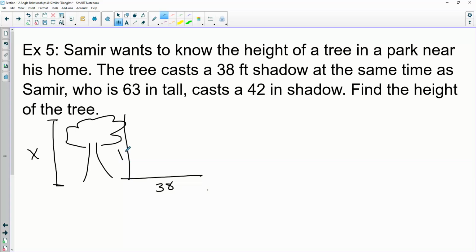So we could think of this as like a triangle. Height of x, the bottom is 38. Then we have Samir. His height is 63 inches. His shadow is 42 inches. Now it's actually not a problem that our units don't match because both units in this triangle are inches, whereas these are both in feet. So as long as you only have one unit in a triangle, it's okay. These are at the same time. So what we're looking at are similar triangles. These would be right angles.